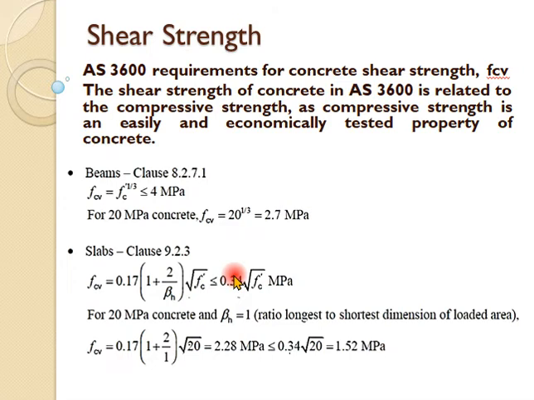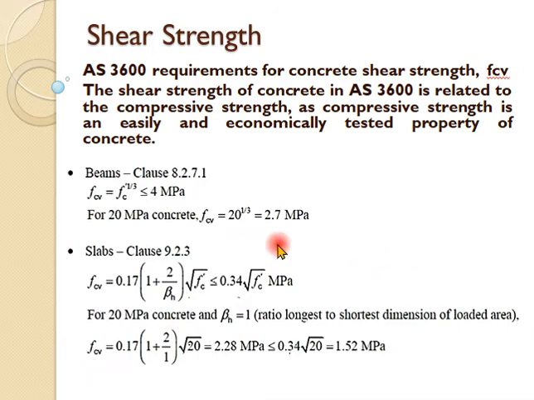While for slabs, we have a different formula or different equation, and the f_cv is equal to this formula. So for slabs, we have this formula, as we said before, and the beta_h factor is the ratio of longest to shortest dimension of the slab or the loaded area.